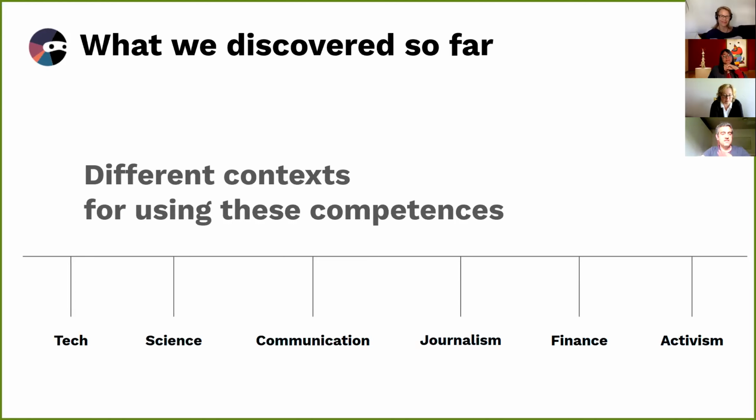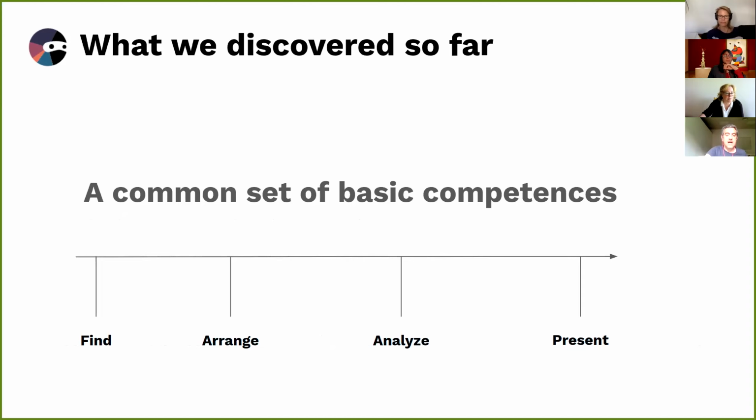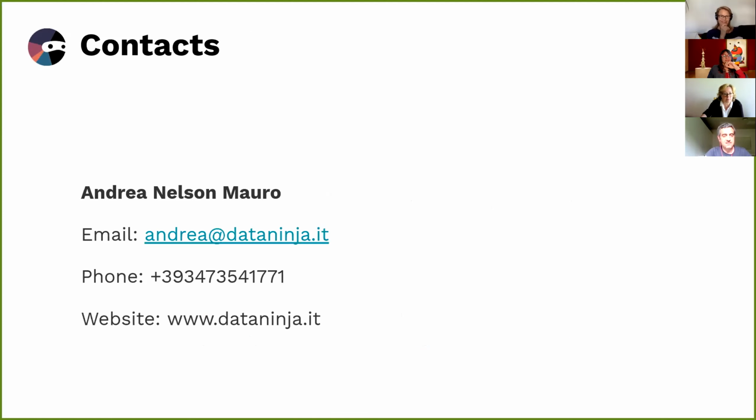In this slide, you can see the sectors that we witnessed in terms of the use of data literacy competencies. So not only tech and science or finance, for instance, but also, in an increasing way, communication, journalism, and activism. And this is the line of basic competencies, from find to arrange to analyze and to present your data, from a basic level of competencies to a higher one. So I think that is all.